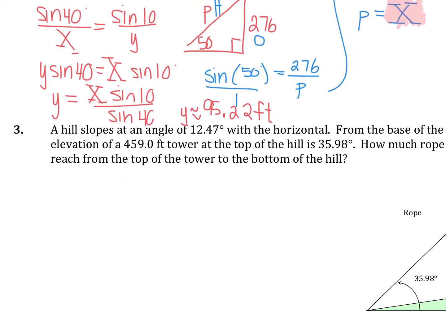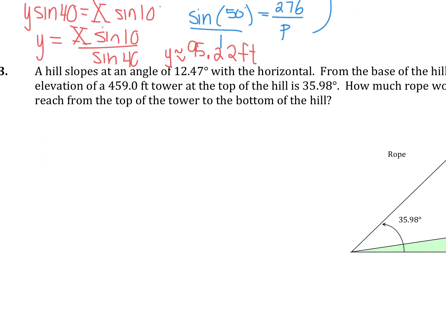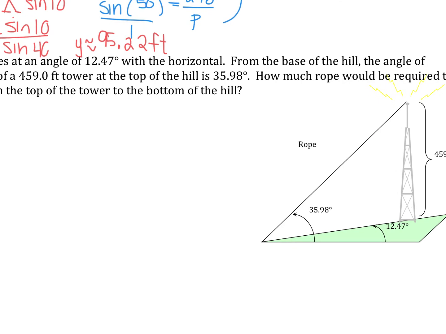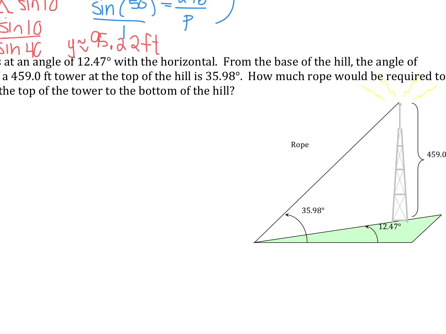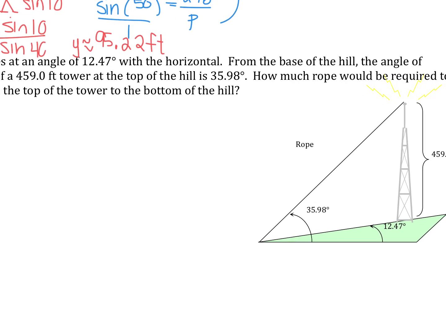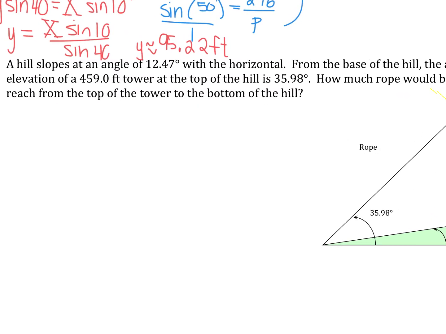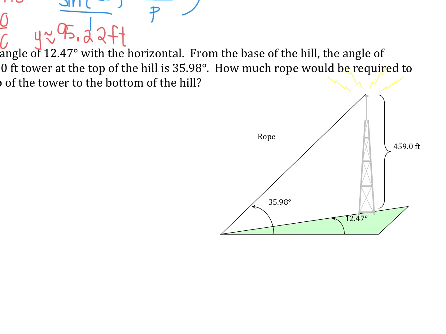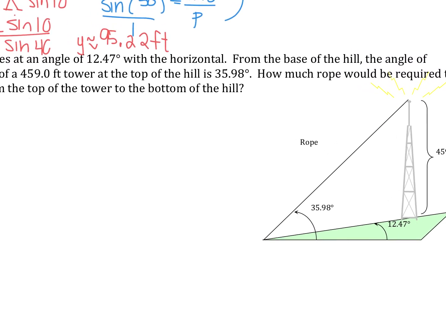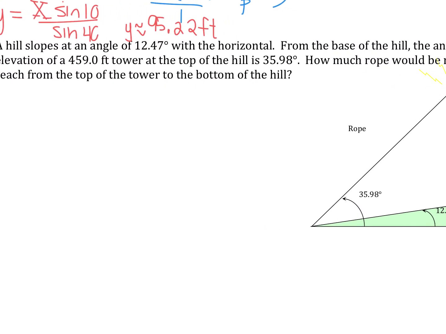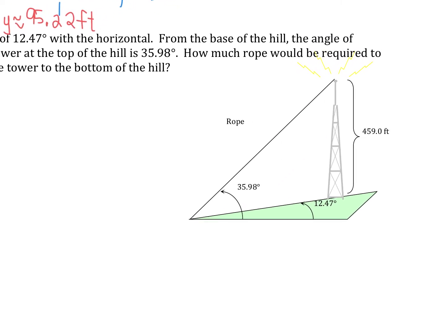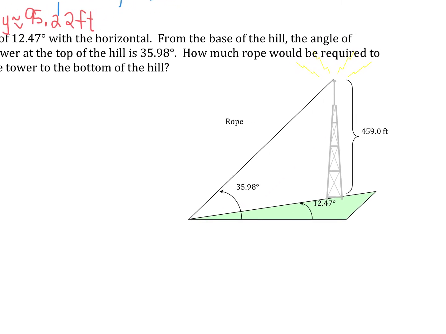Okay, let's take a look at the last problem here. It says, a hill slopes at an angle of 12.47 degrees with the horizontal. So that's this green triangle here. That's the hill, and it slants at a 12.47 degree with the horizontal. From the base of the hill, the angle of elevation to the top of a 459-foot tower is 35.48. How much rope would be required to reach the top of the tower to the bottom of the hill? Okay, so what we are looking for is this rope. How much rope would we need? So let's label that X.